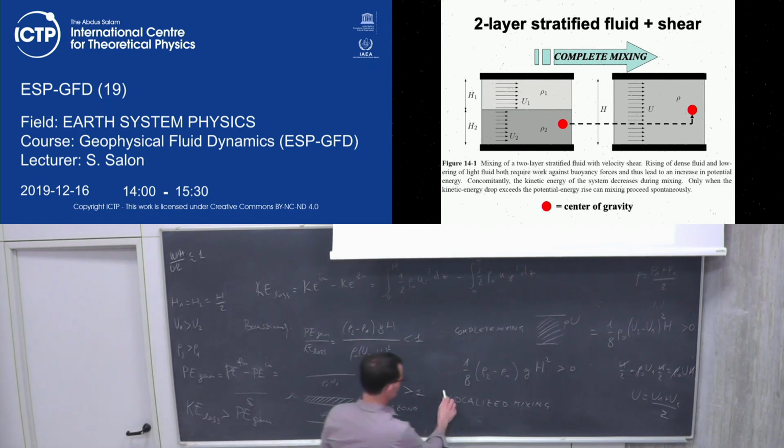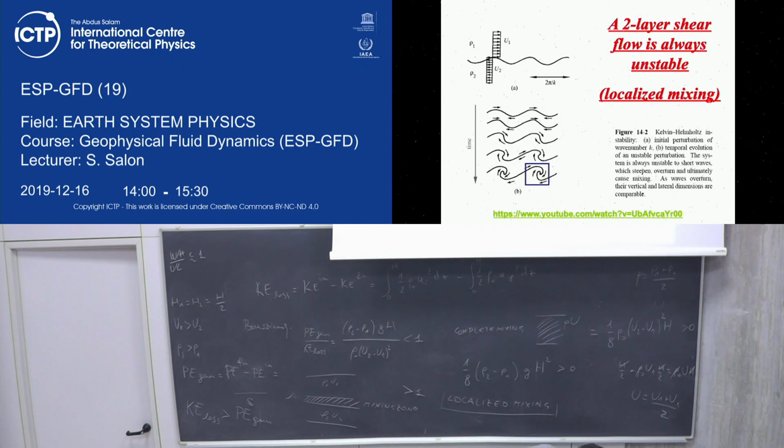Okay, let's now study what happens with the localized mixing. Allow me a couple of minutes to finish this. So we are in this situation where we have a mixing zone, so the mixing is localized. The potential energy barrier is so strong that it doesn't allow the fluid to be completely mixed. Okay, so this is exactly what happens.